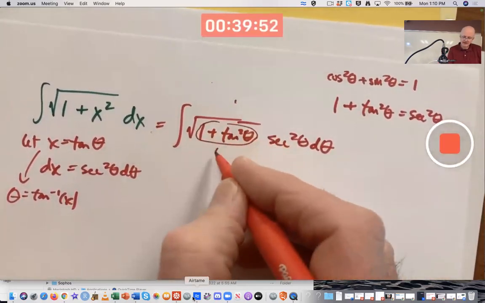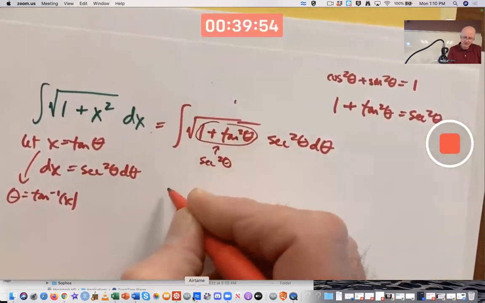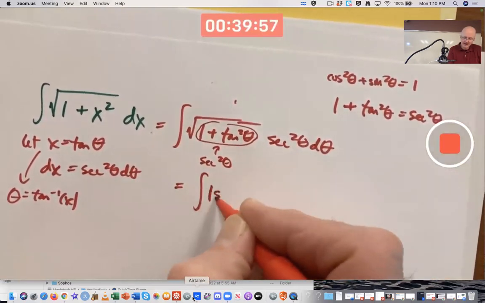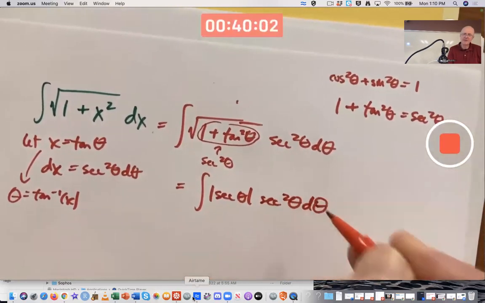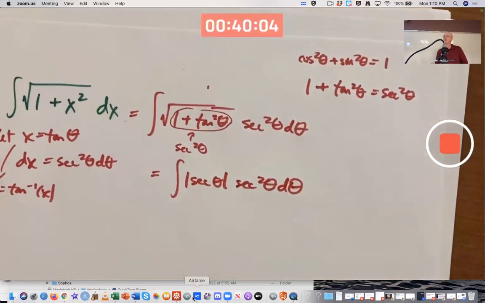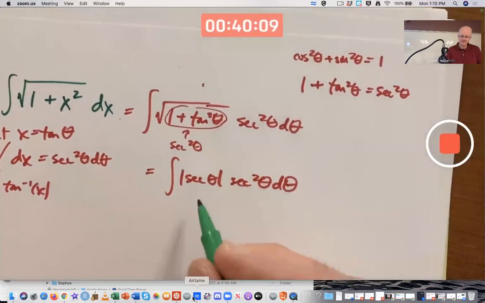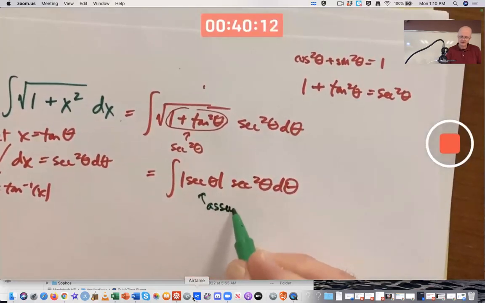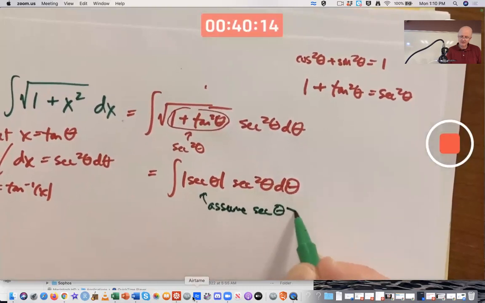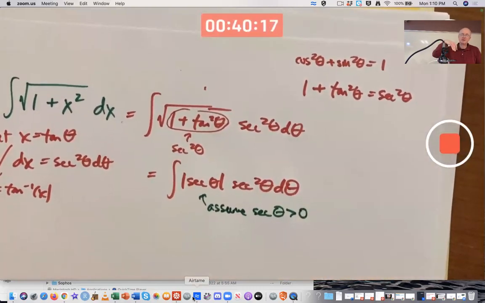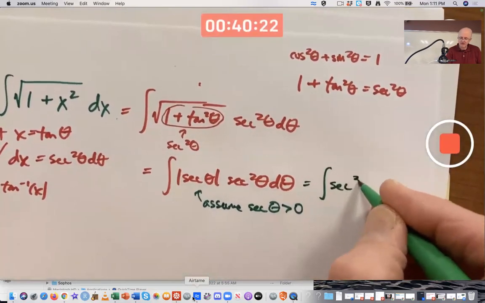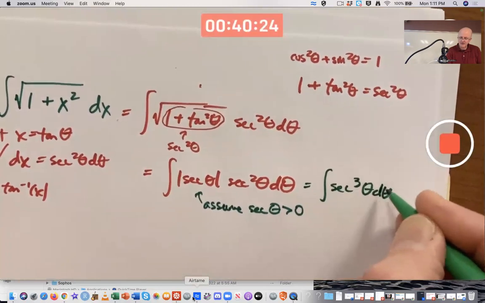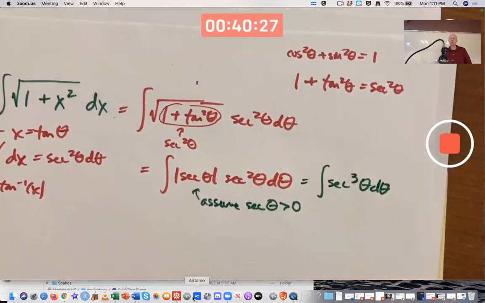That's a secant squared theta, and I'm taking the square root. Technically, I get the integral now of the absolute value of secant theta times secant squared theta. But once again, we assume we're in the situation where secant theta is positive, which would happen if theta is between negative pi over 2 and positive pi over 2. We'll get the right answer in the end, so we're not going to worry about it. But in order to finish the problem, I have to integrate secant cubed.